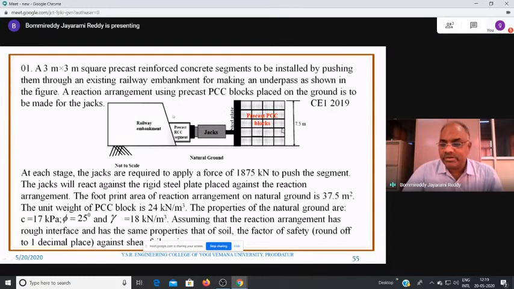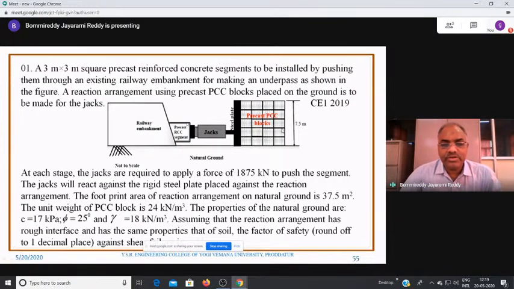It's a big question that appears in 2019. So don't worry about the big question. When the question is big, the only major problem is understanding the question. I'll read the question here. A 3 meter by 3 meter square precast reinforced concrete segments. You can look at all these, the precast 3 meter by 3 meter blocks. Segments to be installed by pushing them through an existing railway embankment for making an underpass as shown in figure.